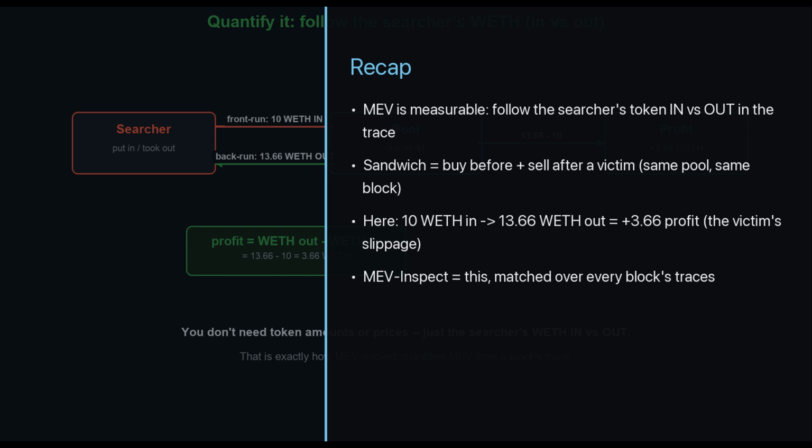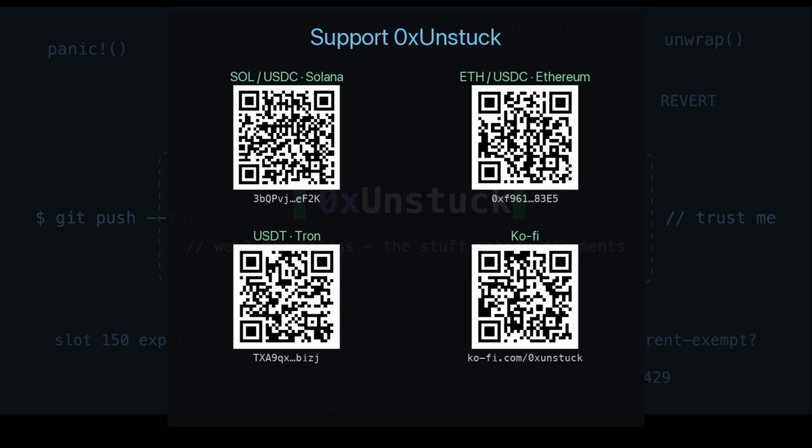Reproduce or replay the transactions, read the trace, and follow the searcher's money in versus out. For our sandwich, 10 WETH in on the front run, 13.66 out on the back run, a profit of 3.66, and that profit is exactly the victim's slippage. That single idea, net the searcher's token flow from the trace, is what tools like MEV-Inspect run across every block to quantify all the MEV on a chain. Next time you see a block, you'll know how to put a number on it.